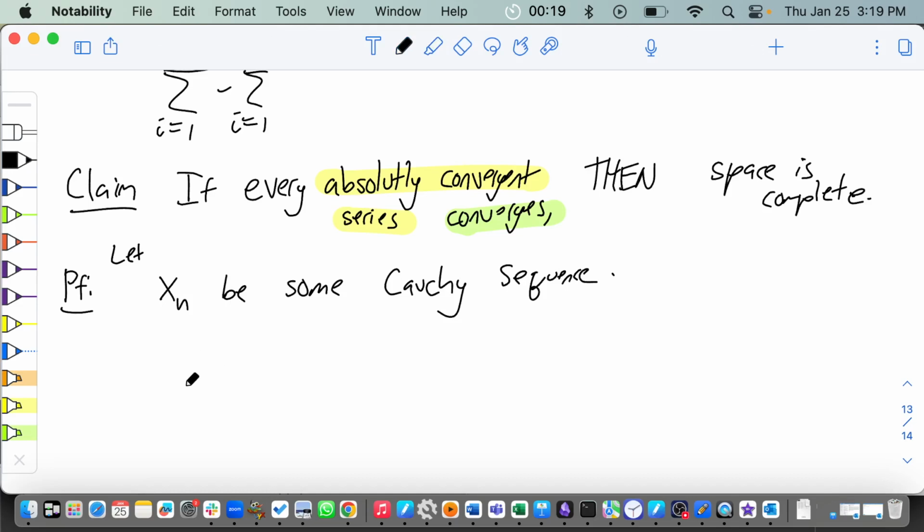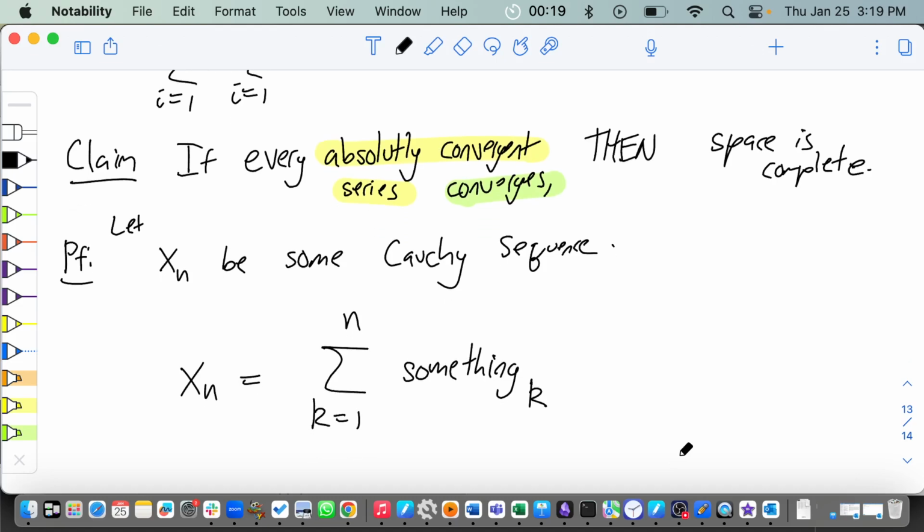So I would like to write that xn is equal to the sum of something. Because if I can make this an absolutely convergent series, then this limit will exist, and I'll have the limit of the xn's. So I would like this to be the sum, specifically something like k equals 1 to n of something sub k. That's what I want to do. Can anyone think of a way to write just a plain old thing as a sum of other things? This is a really common trick in math.